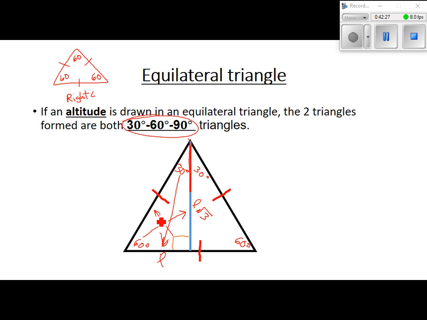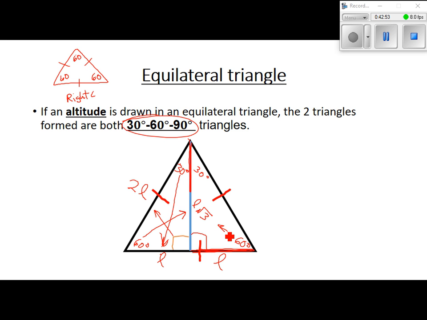Side across from the right angle? 2 times L. Looking at the triangle over here, what's this bottom part going to get labeled? L. So what's actually happening to the bottom there? It's being bisected, right? It's split in half.